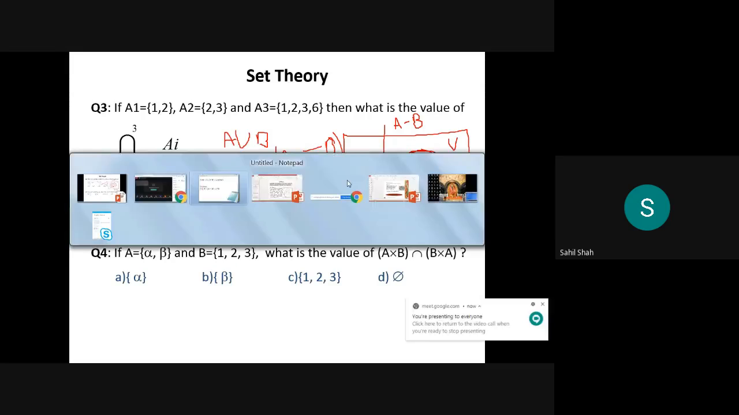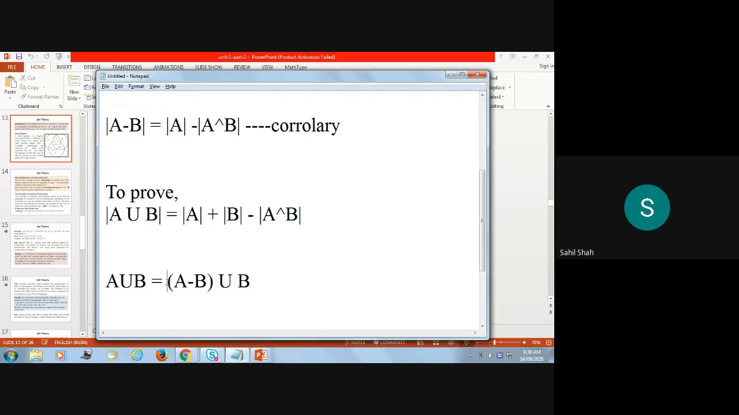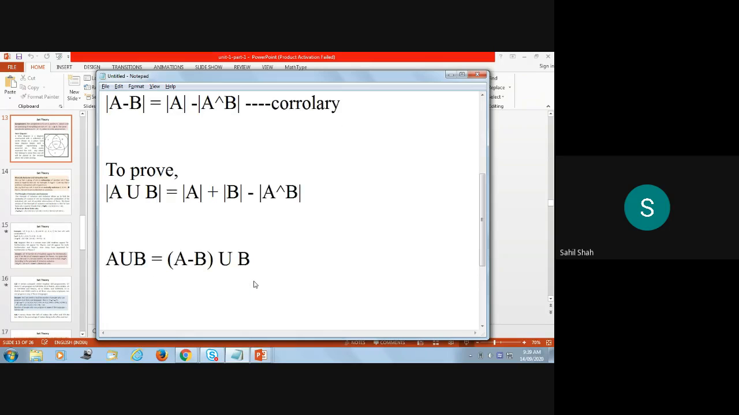Let me go back to the notepad and solve the equation. So I can write A union B is equal to A minus B union B. Why am I writing in this form? You can write A union B in any manner, but while writing you should take care that both sets are mutually exclusive. They are disjoint. They are not sharing anything. Why so? Because we want to make use of the addition principle.